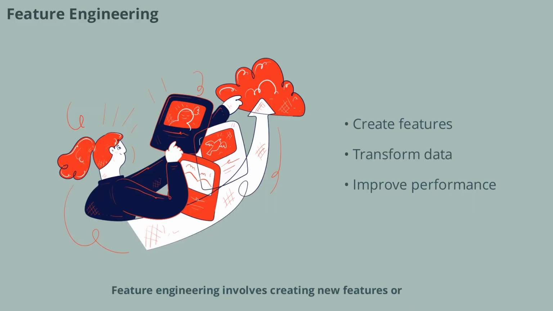Feature engineering involves creating new features or modifying existing ones to improve model performance. This can include combining features, extracting useful information, or transforming data into a more suitable format. Good feature engineering can make a significant difference, sometimes even more than choosing a complex model.